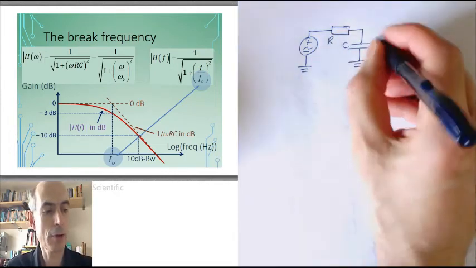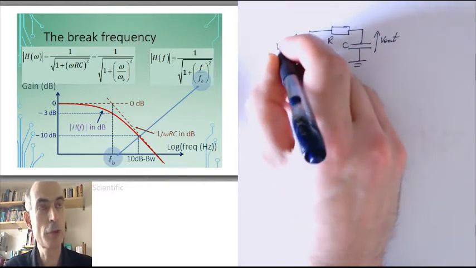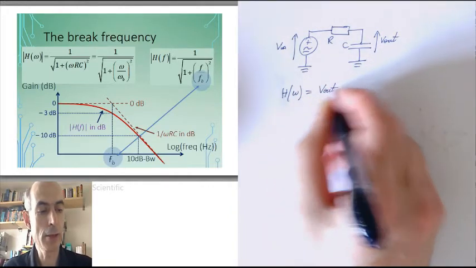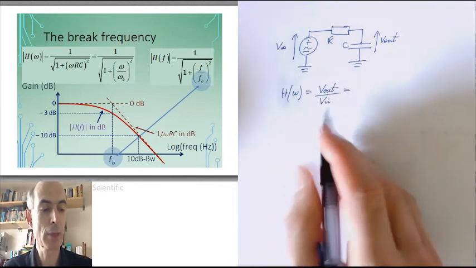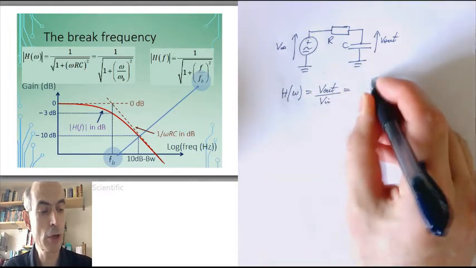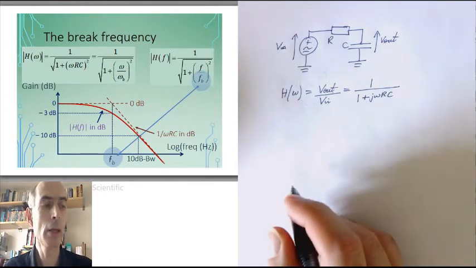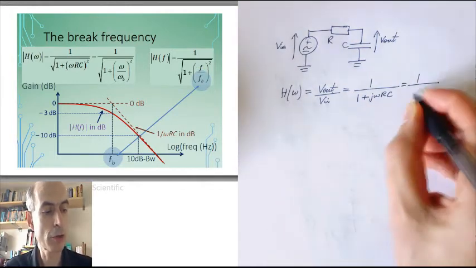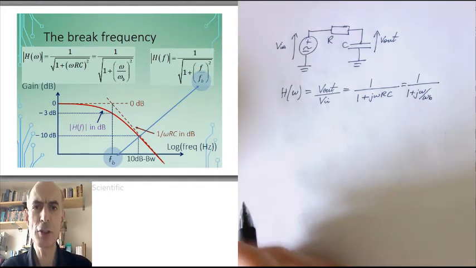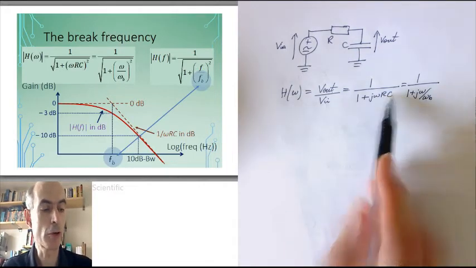And if that is our output voltage there, and this is our input voltage here, then we've determined the frequency response before. That's just V out over V in, both expressed as phasors. And we can use the potential divider equation to get an expression for this frequency response. We get 1 over 1 plus j omega RC. And we can express that as 1 over 1 plus j omega over omega b. It's like a standard way of writing it. omega B in this case is equal to 1 over RC.